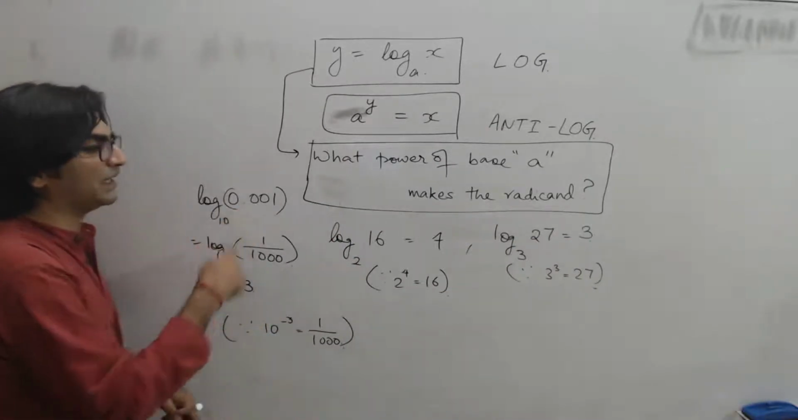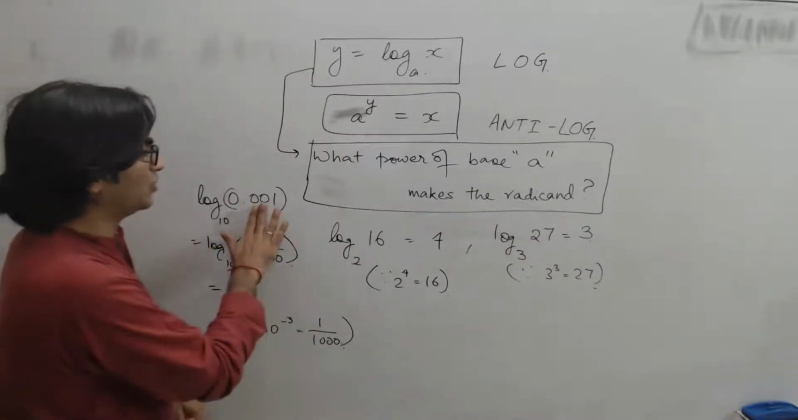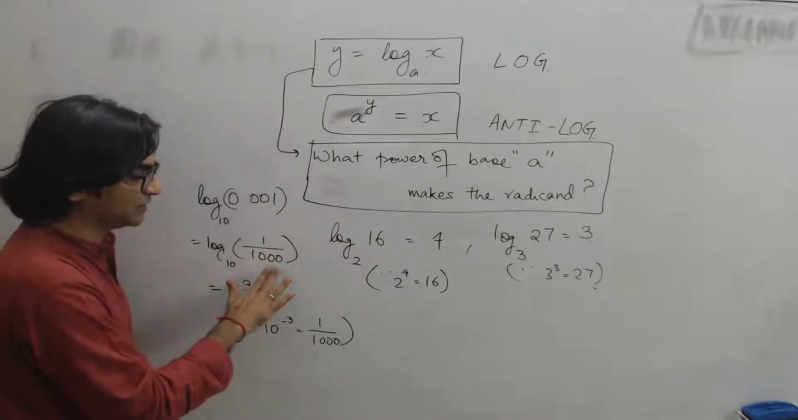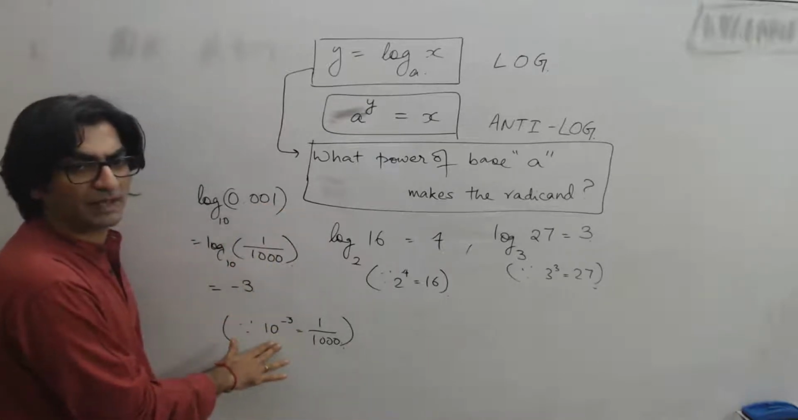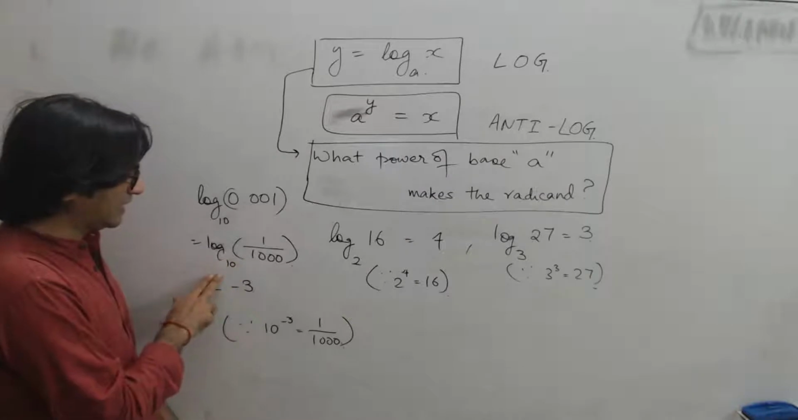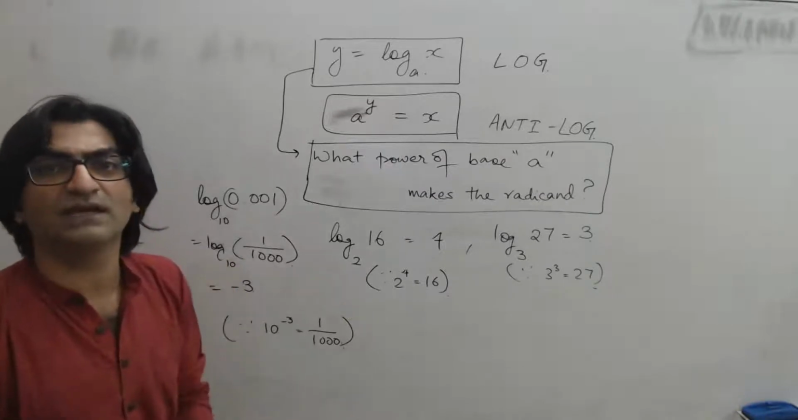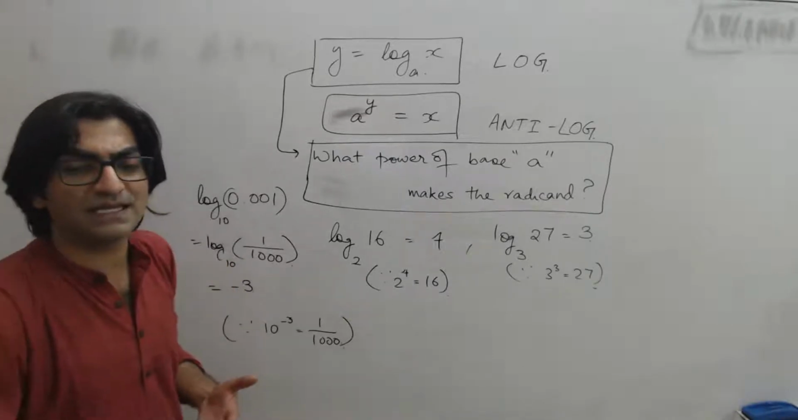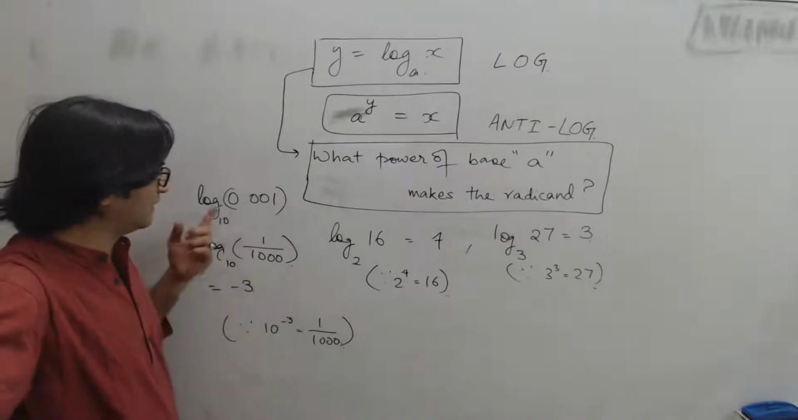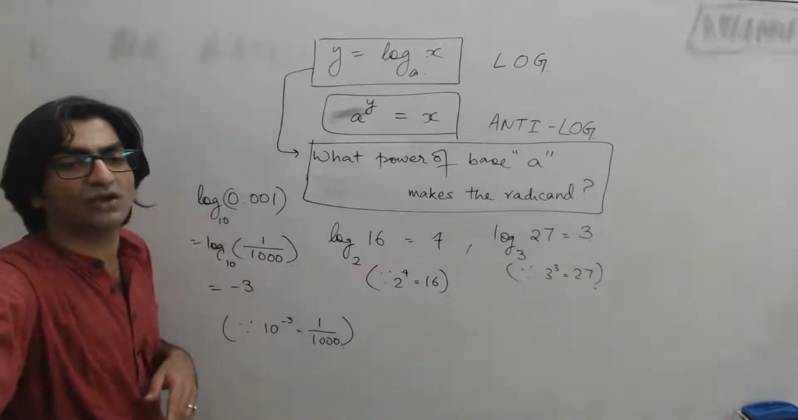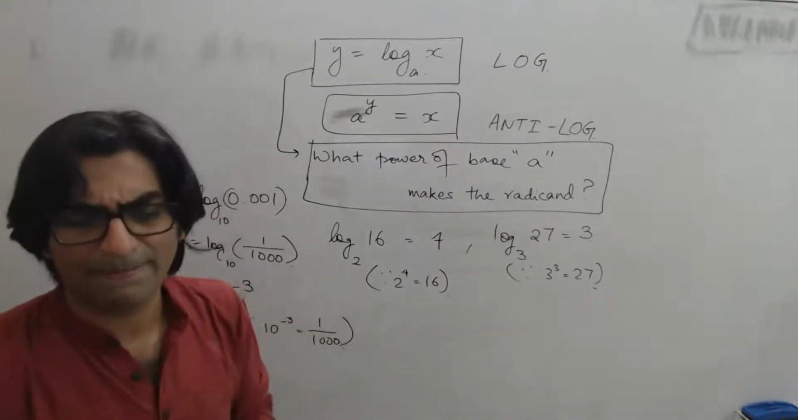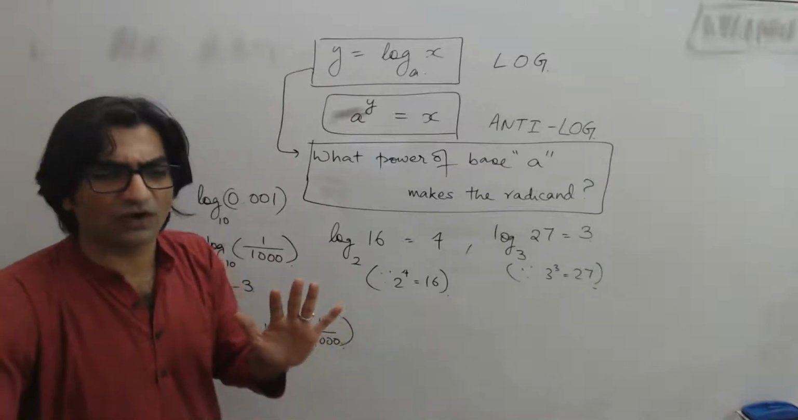We took a further example. What power of 10 makes 0.001? 0.001 is 1 by 1000, which is also equal to 10 to the power minus 3. So 10 raised to the power minus 3 gives 0.001, and that is the value of this logarithm. So that's the basic definition of a logarithm, right?